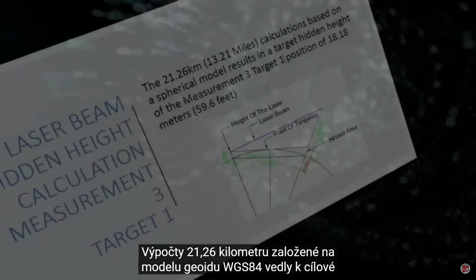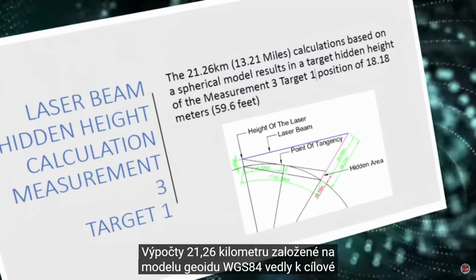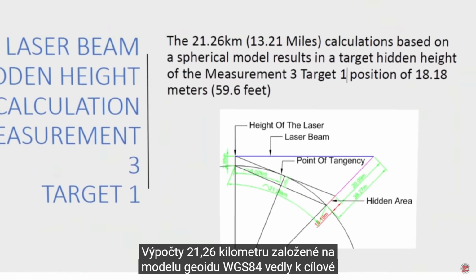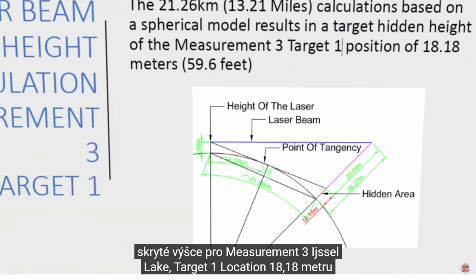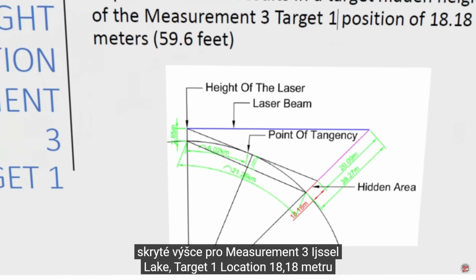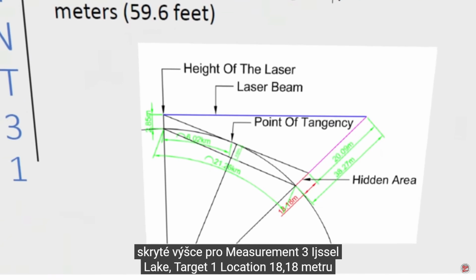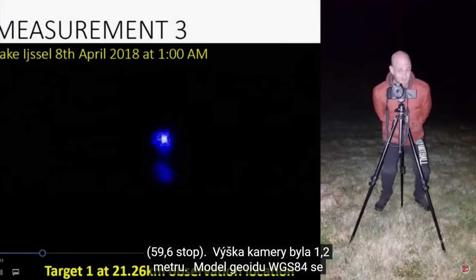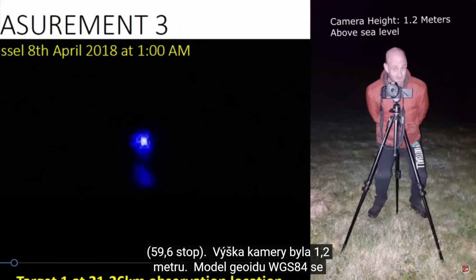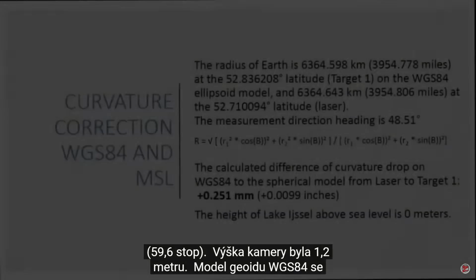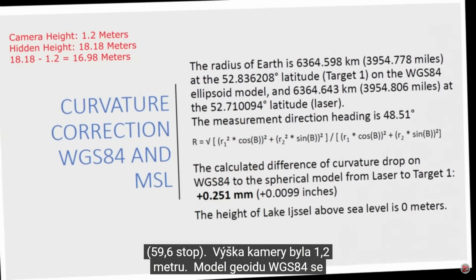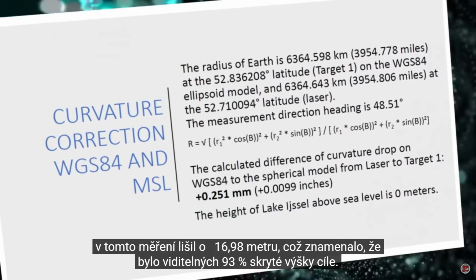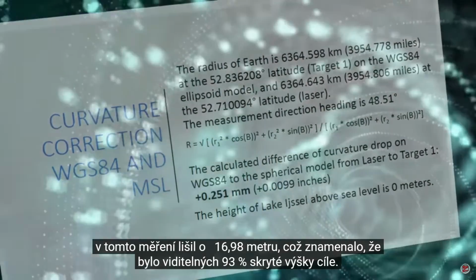The 21.26 kilometer calculations based upon the WGS-84 geoid model resulted in a target hidden height for measurement 3 ISIL Lake, Target 1 location of 18.18 meters or 59.6 feet. The camera height was 1.2 meters. The WGS-84 geoid model differed by 16.98 meters in this measurement, which meant 93% of the target hidden height was visible.